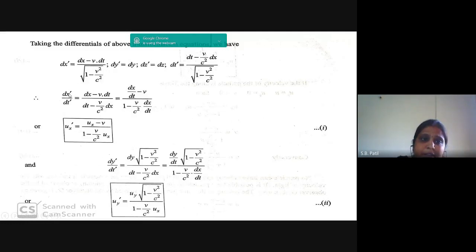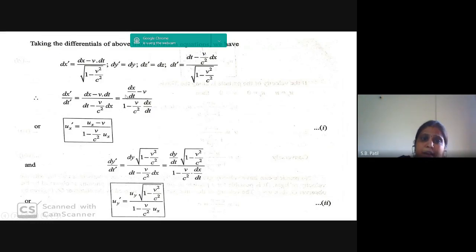So dx prime by dt prime is nothing but ux prime. That means the velocity component along the x-axis in the S prime frame is given by, we know dx prime, so here we substitute the value of dx prime as dx minus v dt upon square root of 1 minus v square upon c square, and the value of dt prime as dt minus v upon c square dx upon square root of 1 minus v square upon c square. When you substitute the values in this formula, the square root of 1 minus v square upon c square gets cancelled. So the remaining terms are dx minus v dt upon dt minus v upon c square into dx.